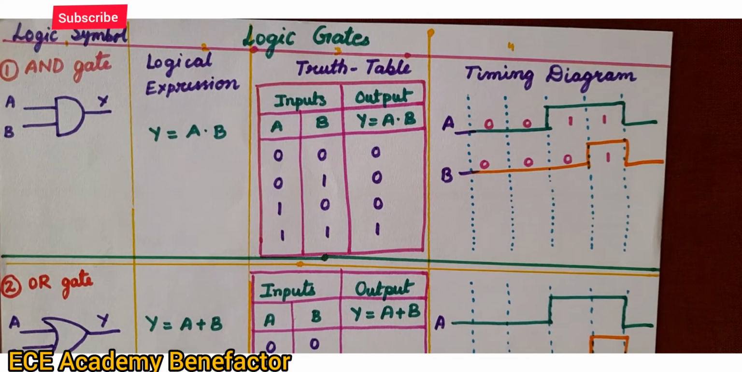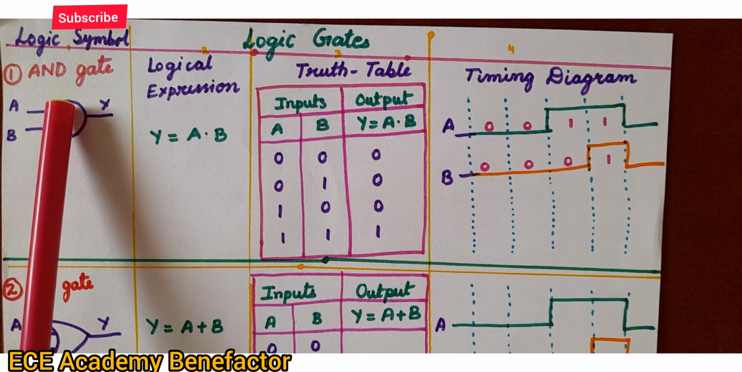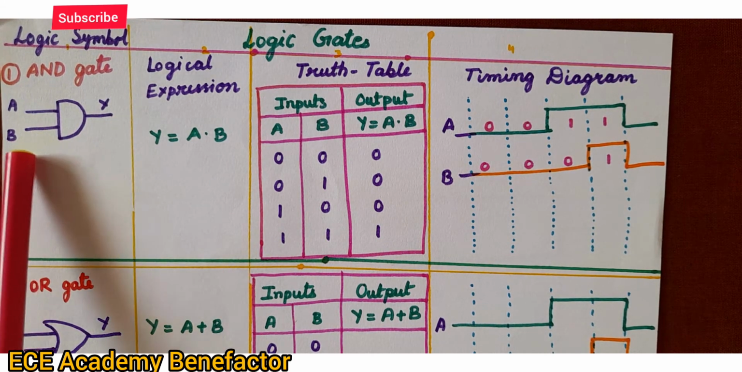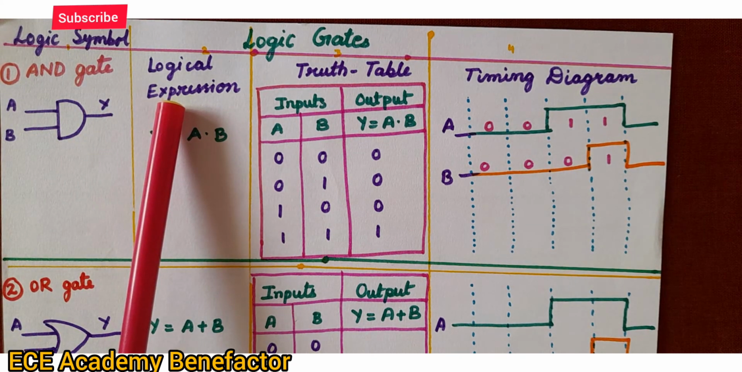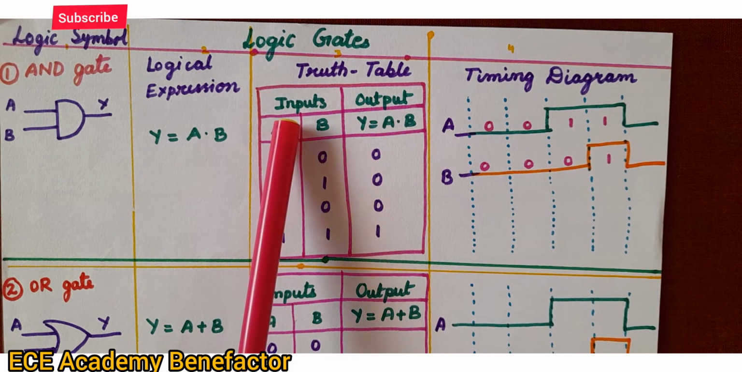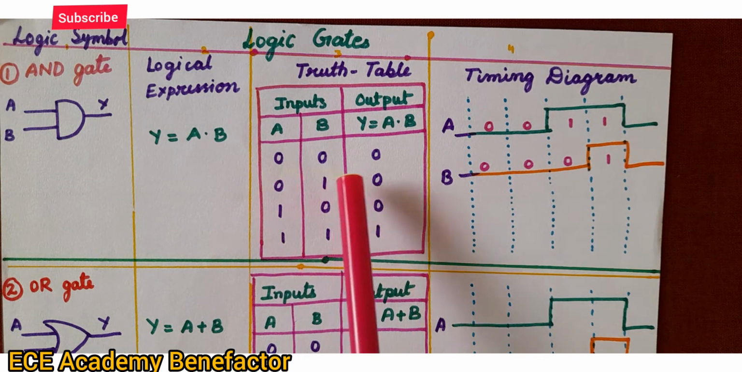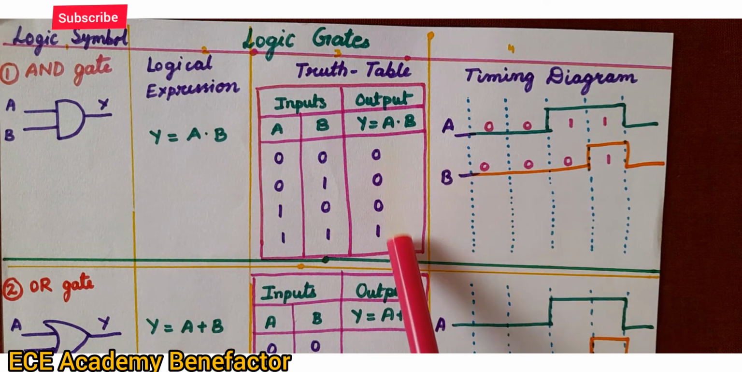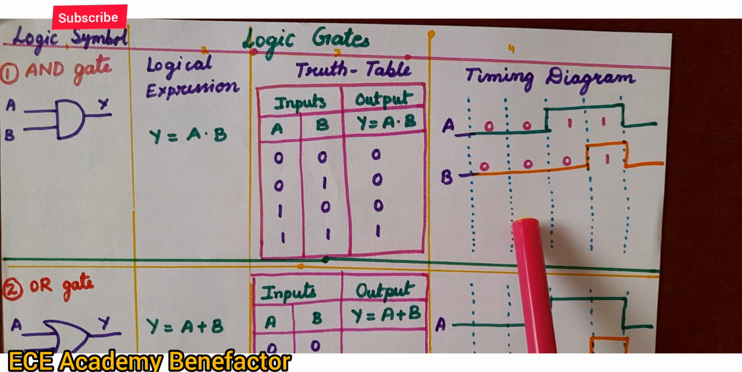What you have to understand or prepare under each gate is: what is the logic symbol used for each gate, what is its logical expression, and the truth table. A truth table is a table where we tabulate the inputs and outputs, based on the inputs and the logical expression. And the timing diagram.